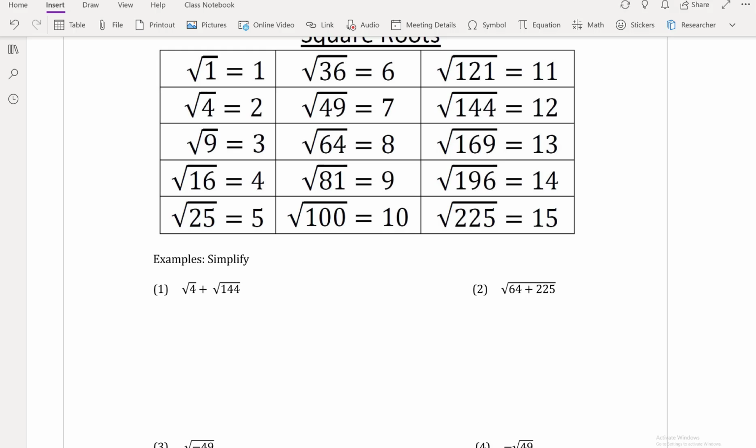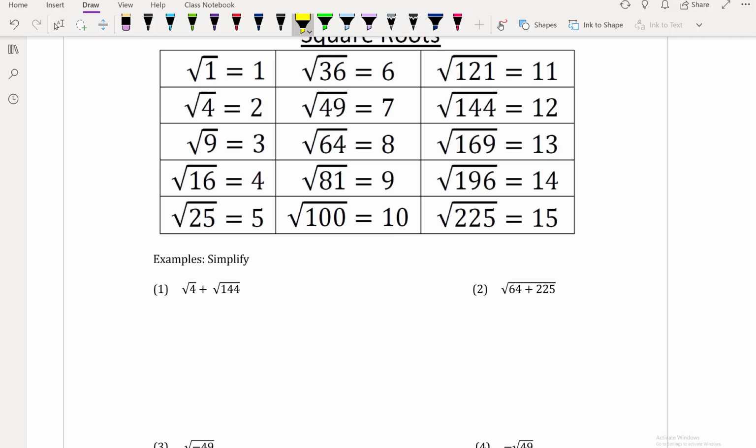Let's take a look at number 1. We are going to focus on each one individually. First, the square root of 4, which is going to give me 2. Plus, now I'm going to focus on the square root of 144, which is 12. Now it comes down to adding 2 plus 12, which gives me 14. So my final answer there is 14.